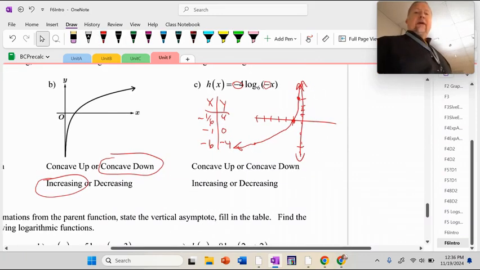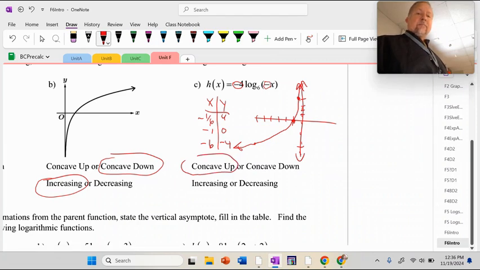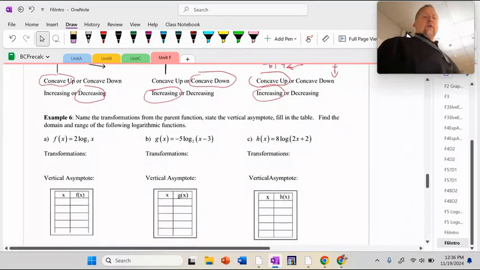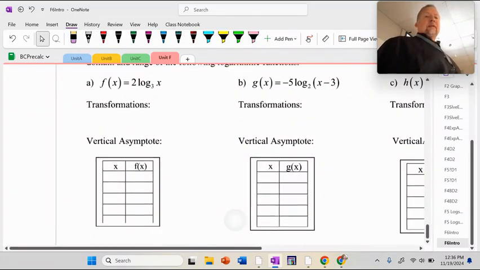Okay, so concave up or down? Up, right? And then is it increasing or decreasing? Increasing. Certainly increasing at a very increasing rate, right? Okay, here we go. Input, output. Let's make this fast.